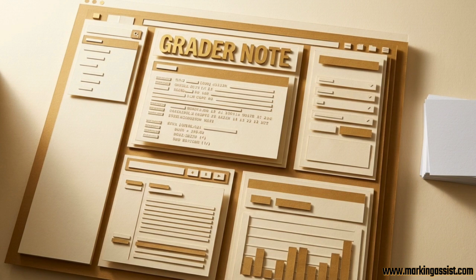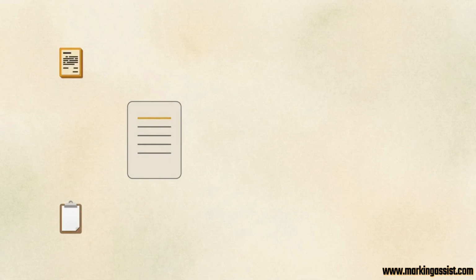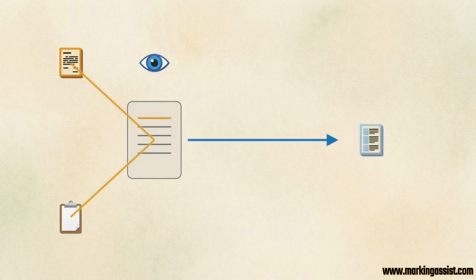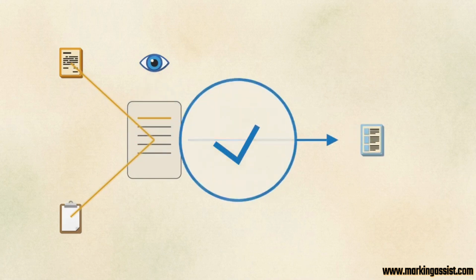At the top of your workspace is the private grader note. This note exists solely to show you the AI's reasoning. By reading it, you can evaluate how the system applied your notes to the rubric, which helps prevent automation bias before you review the actual feedback.